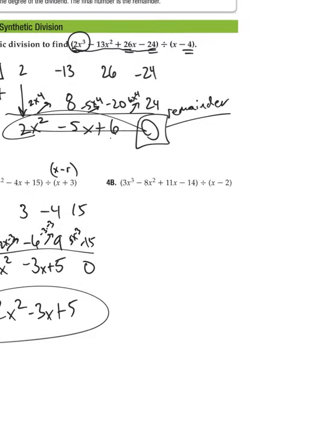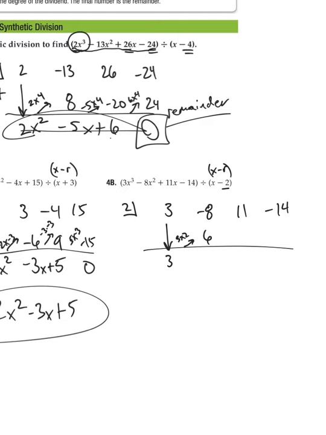Okay. One last time, guys. r in the box. So x minus, again, it's x minus r, so r goes in the box. r is 2, positive 2. The coefficients in order: 3, negative 8, 11, and negative 14. 3 comes down, and I multiply that by r, the number in the box. So 3 times 2 is 6. Negative 8 plus 6 is negative 2.